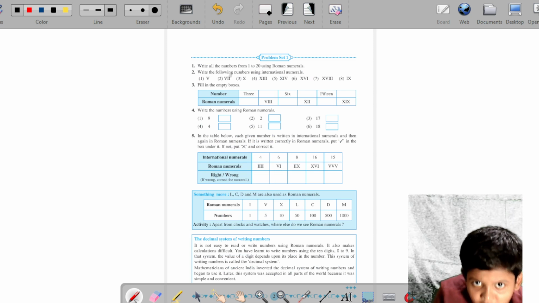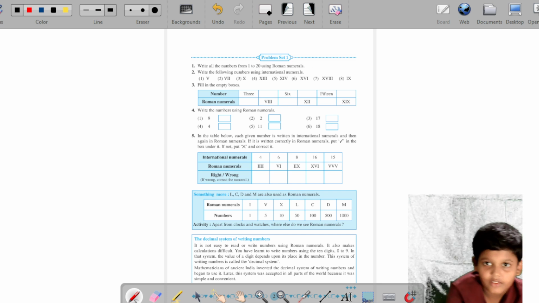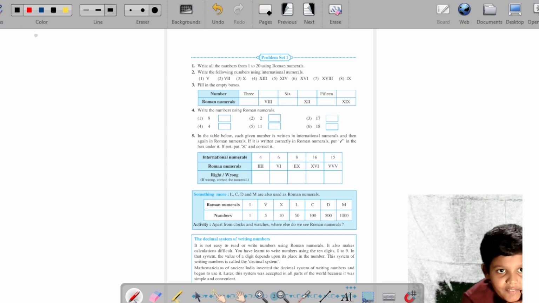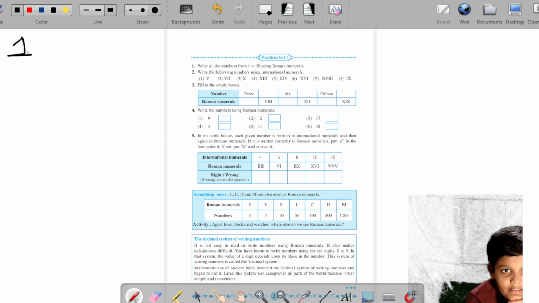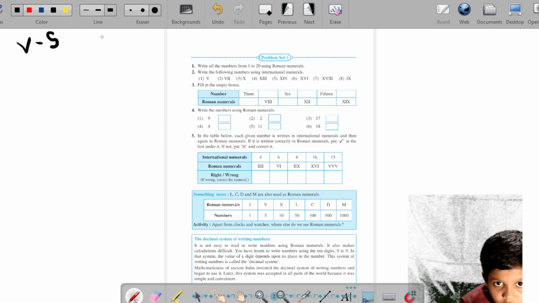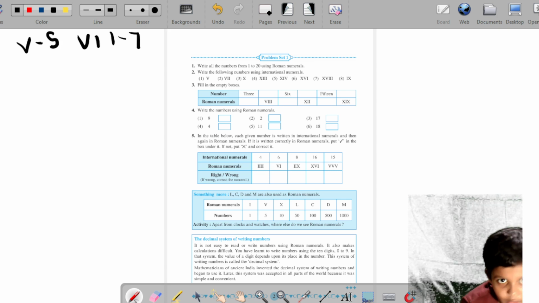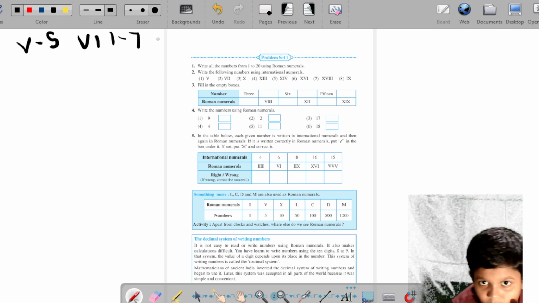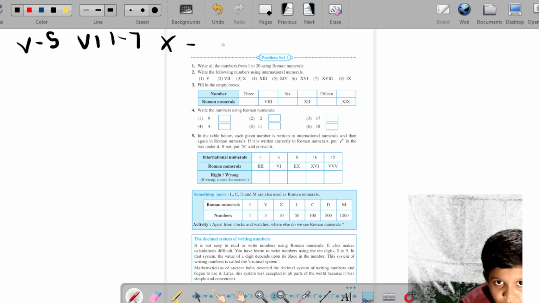Second question. Write the following numbers using international numerals. International is the basic one, like this one, 2, this one, 3, 4. This one is called international numerals. So first there is V. V is equal to 5. Second one is VII, which is equal to 7. X is equal to 10.